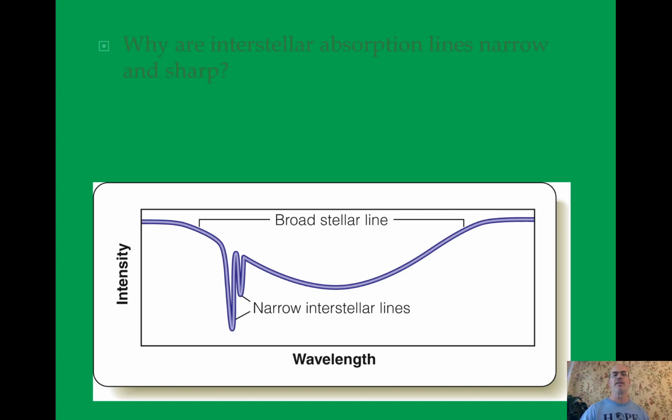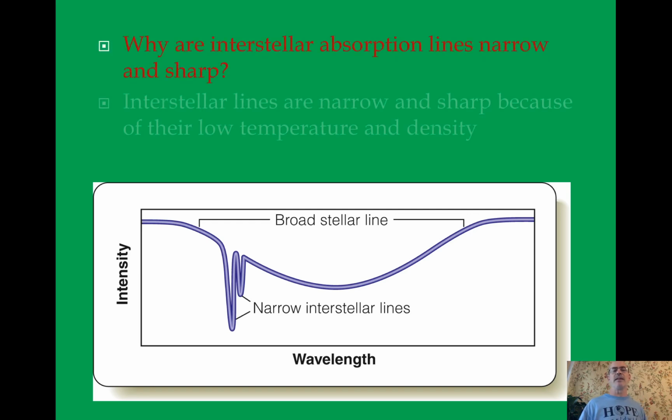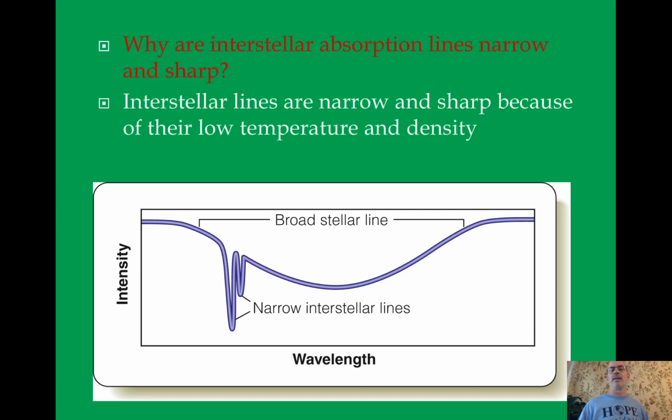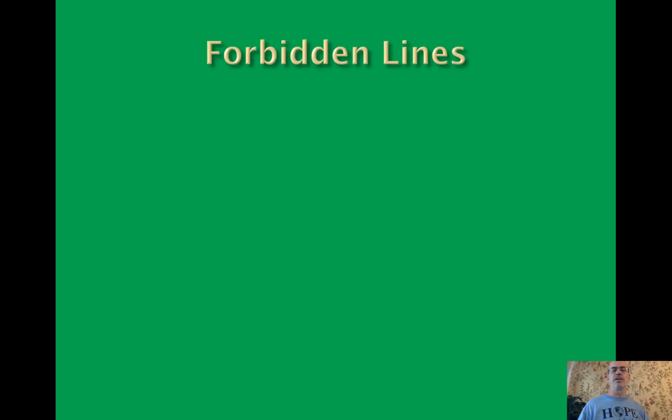So why are interstellar absorption lines narrow and sharp? We talked about the fact that if you have a thick atmosphere, the absorption lines get broadened. They call that pressure broadening, because there are more collisions and things like that. Because these gas clouds are very, very low density and low temperature, the absorption lines are very narrow, because there are very few collisions.